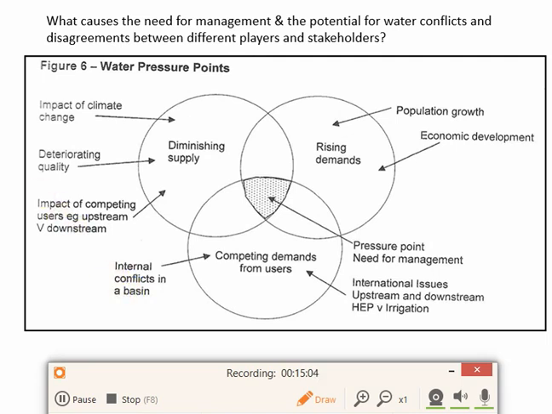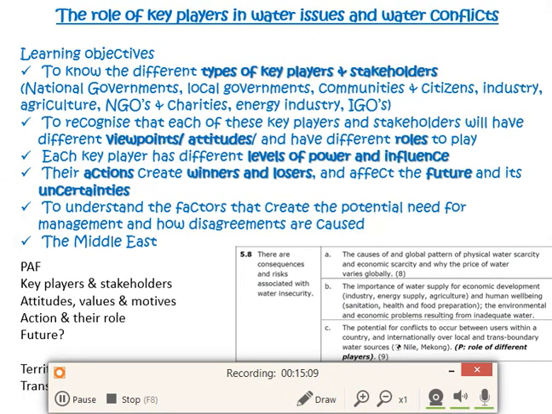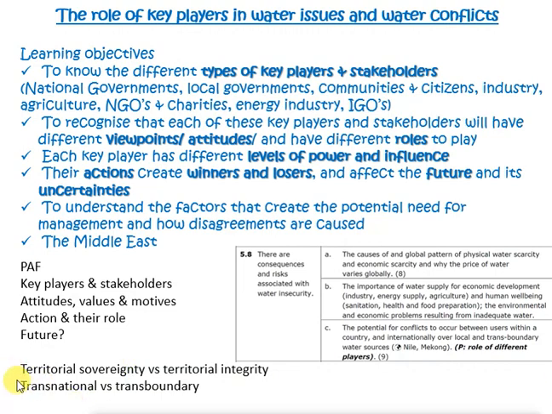And if we go back to the keywords, transnational versus transboundary. Well, trans just means across, really. So transnational means across borders, across countries. Mexico versus the USA dispute is a transnational dispute. Turkey versus Iraq and Syria. Across countries, transnational. And you think, well, why is that?